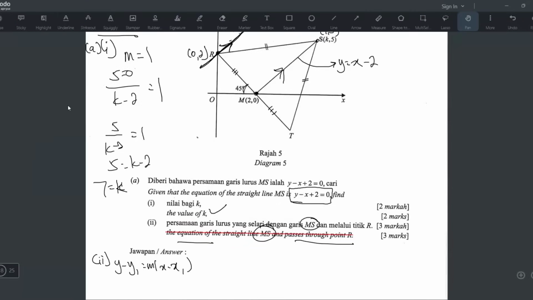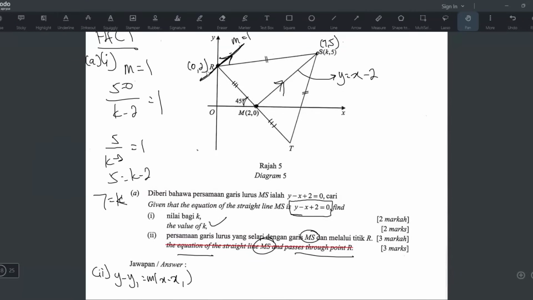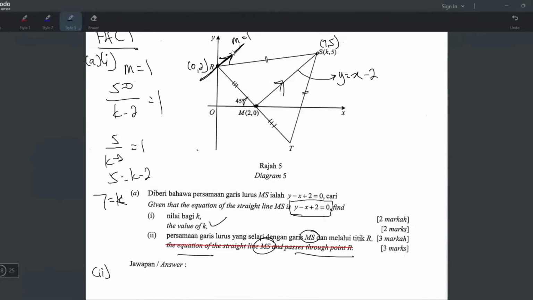And then now you can just do the equation. I don't need to use this formula, you know why? Because this point R is the y-intercept already. So you can just do y equals mx plus c, where m is 1, so 1x, plus c, plus 2, done. Of course, if you want to do y minus y1 equals gradient times x minus x1 you can also, but no need. They already give you the c. If you can see the c by eye, then you can straight away write it.